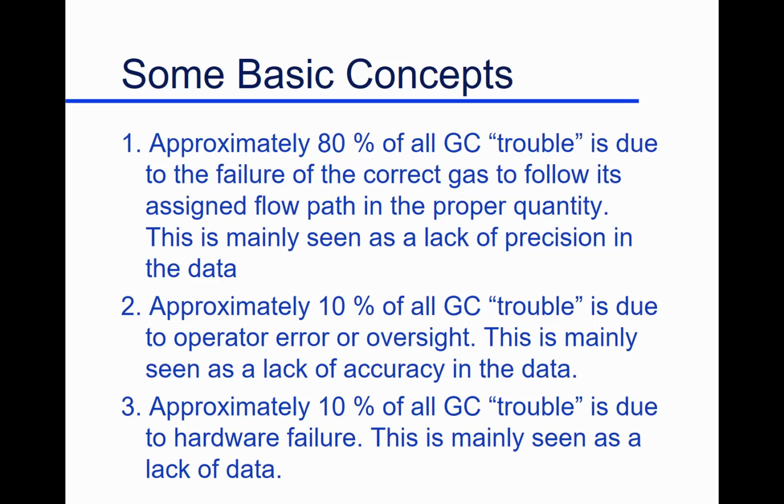10% of the time, it's operator oversight, operator error. You screwed up. You didn't set things up properly, perhaps. 10% of the time, it's the GC. We've got gas chromatographs downstairs in our laboratory that date to 1980, and those things still purr like a kitten. They just operate without a moment of hesitation, reliably. If you know what you're doing with them, they don't fail. If they fail, it's because we screwed up rather than the instruments.